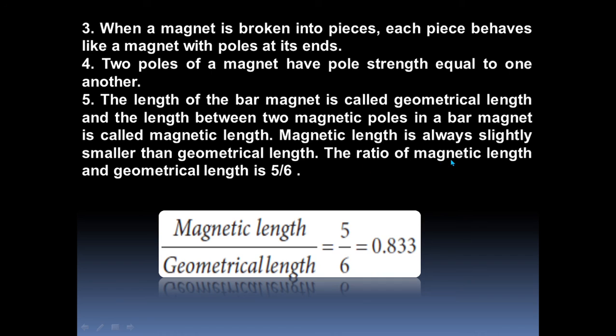The ratio of magnetic length and geometrical length is 5/6. Very, very important point, note it down. The ratio of magnetic length and geometrical length is 5/6. Here, magnetic length divided by geometrical length, 5/6, is nothing but 0.833.